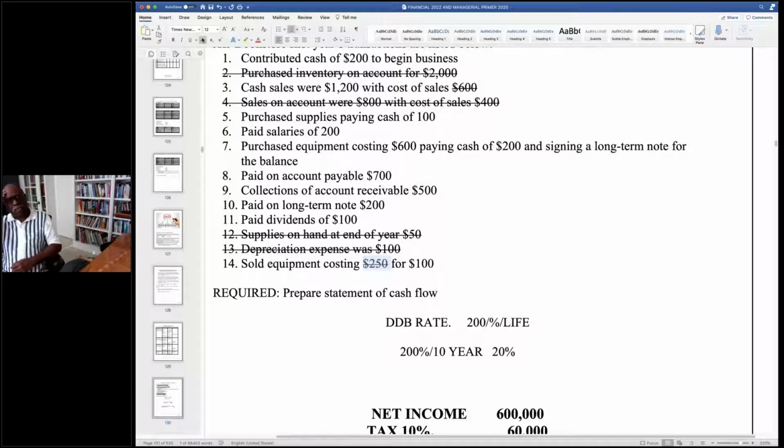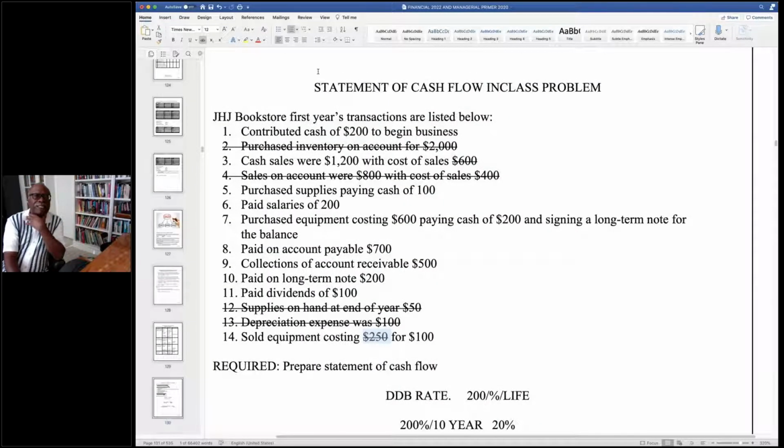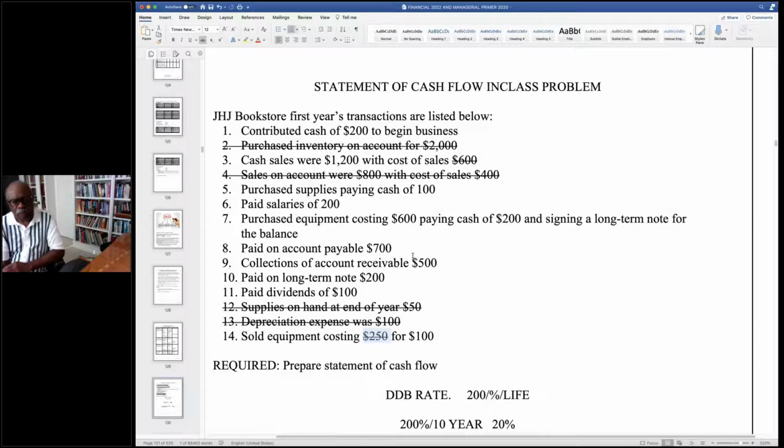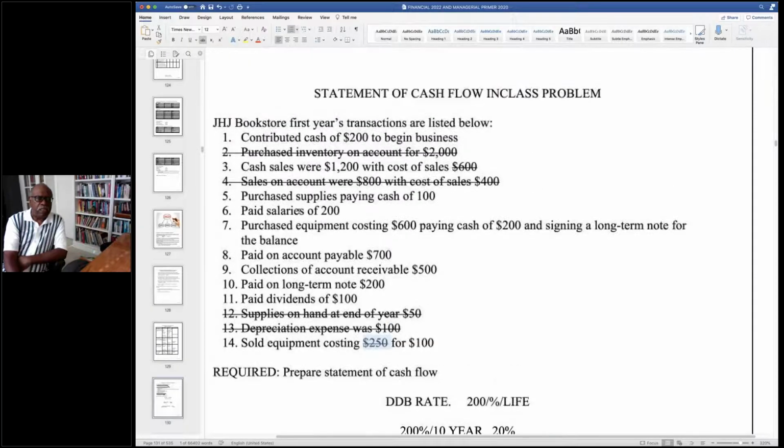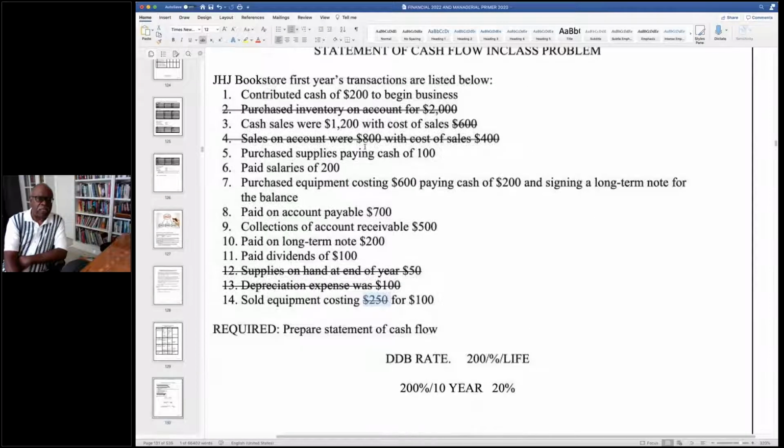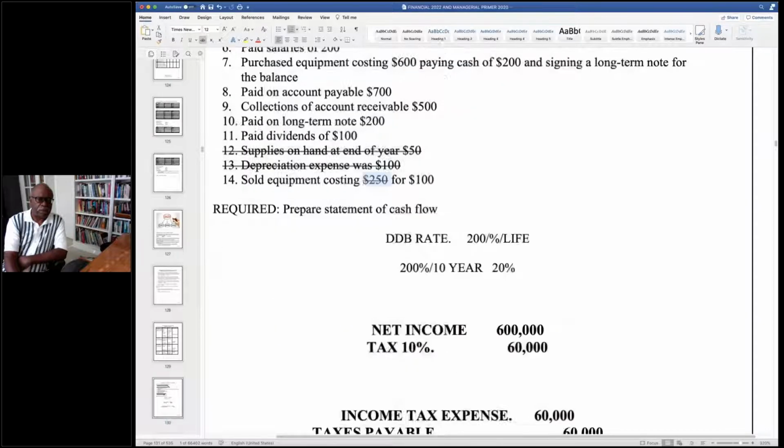So in this analysis, we go through, first of all, and we eliminate any journal entry transaction that is not 1 through 11. If it's 1 through 11, we include it. If it's 1 through 6, it's a source. If it's 7 through 11, it's a use. So let's look at contributed cash of $200 to the business.